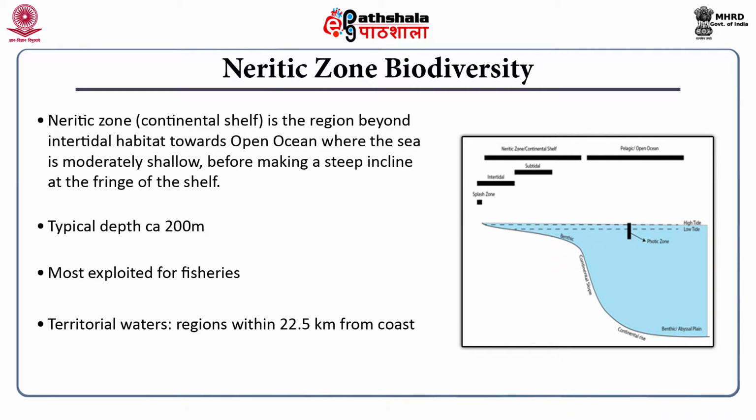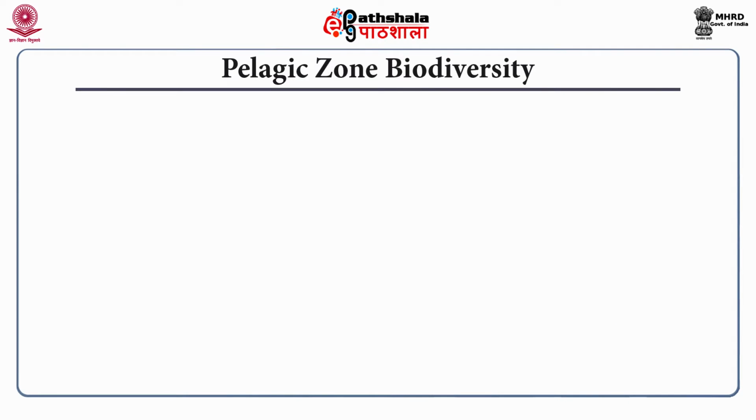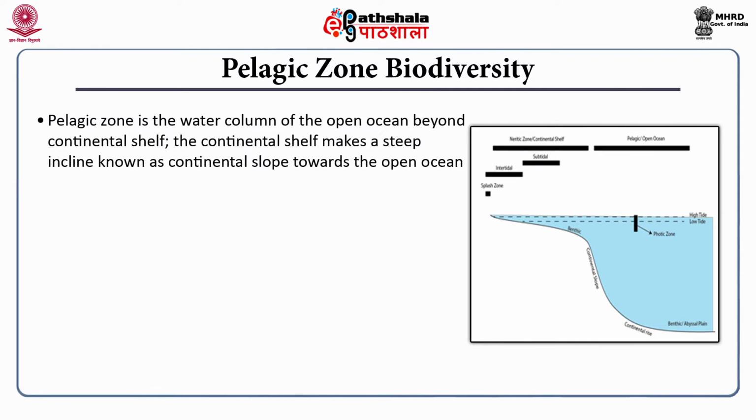Territorial waters are regions within 22.5 kilometers from the coast, while exclusive economic zone lies within 220 kilometers from the coast. Next is the pelagic zone. Pelagic zone is in the open ocean beyond the continental shelf. So it's a water column of the open ocean beyond the continental shelf. The continental shelf makes a steep incline known as continental slope towards the open ocean.